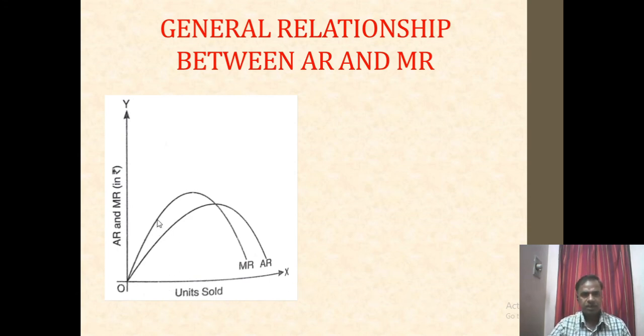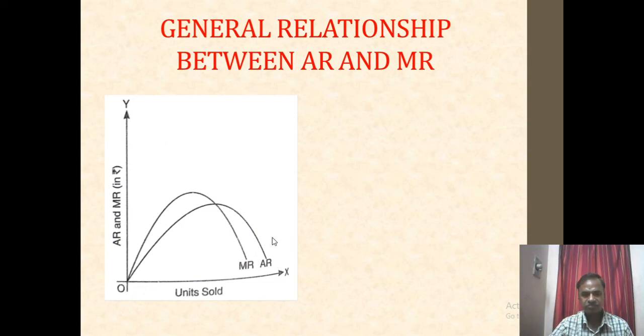When MR is above AR, AR will be increasing. When AR and MR are equal, AR will be at its maximum. When MR is below AR, AR falls. Again, 3 here. One is when MR is above AR, AR rises. When MR and AR are equal, AR will be at its maximum point. When MR is below AR, AR falls.